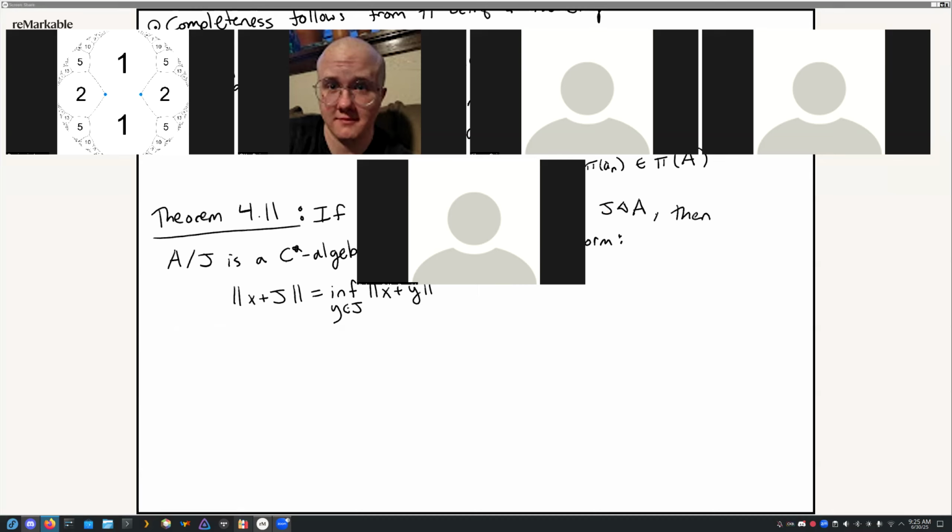So the actual difficulty here is to verify the C-star identity, and the proof is using approximate identities, but I won't be going over the proof. However, I will talk about approximate identities soon. Okay, and as a corollary to this theorem 4.11, we can extend the previous corollary and get that the image of any C-star algebra under any homomorphism is a C-star algebra.